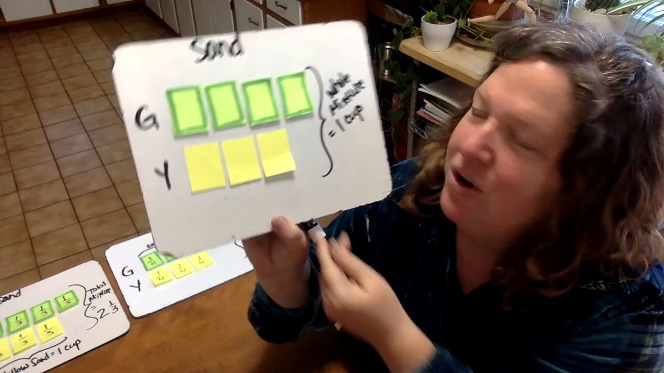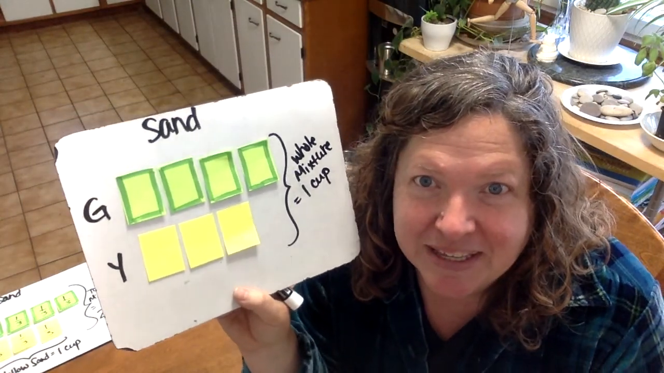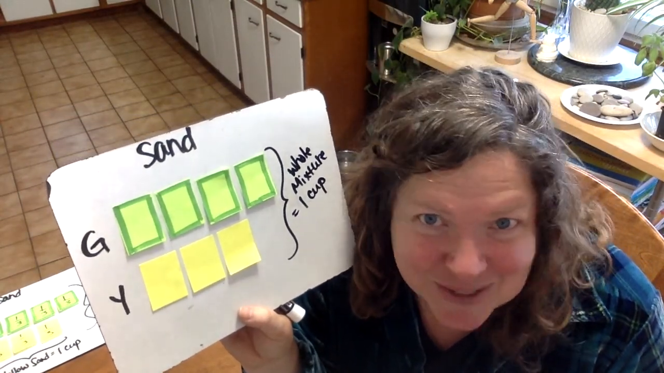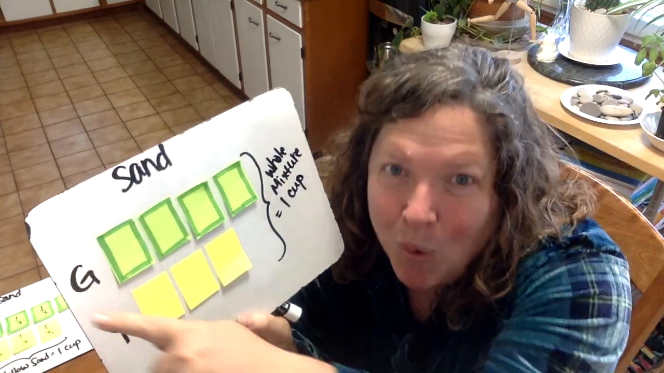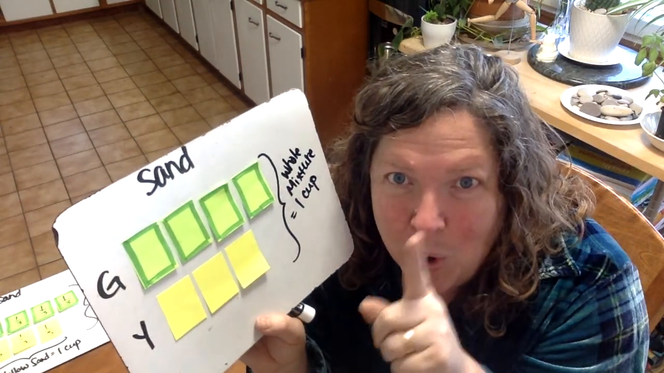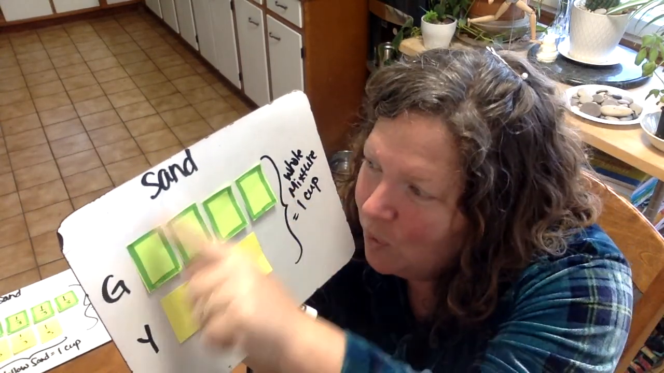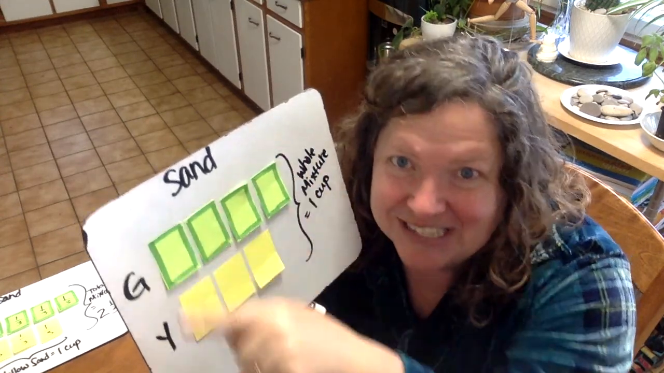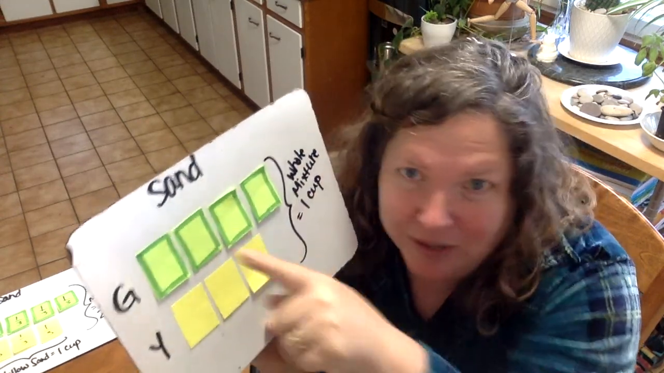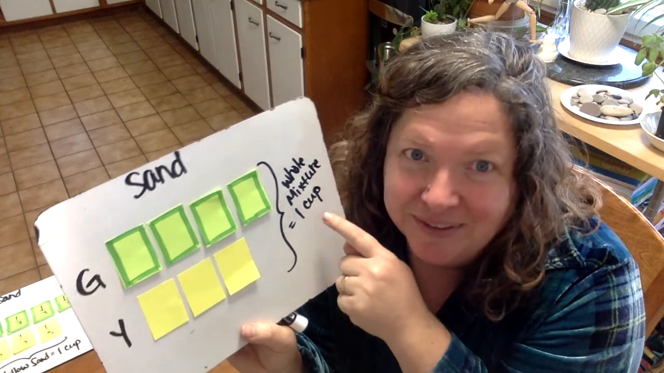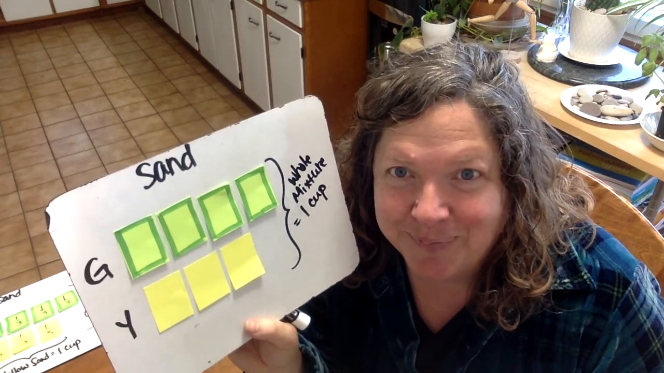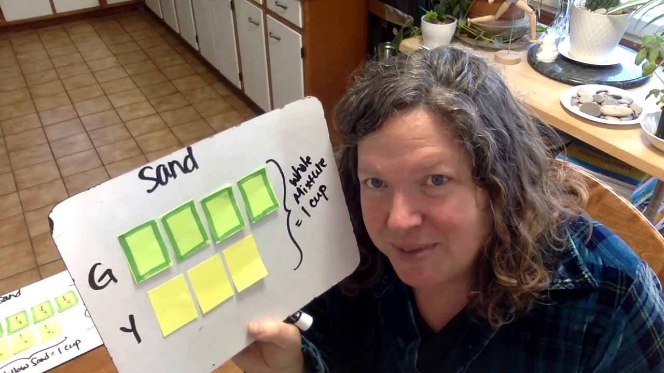They also say, what if we told you that it's not the green or the yellow that's 1, it's the whole thing. We're making 1 recipe, 1 batch. This is 1 cup. All of this together, the total is 1 cup. What would the parts be?